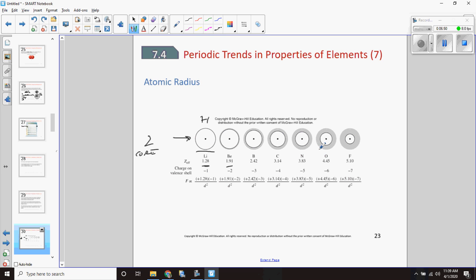Lithium is about this big, and fluorine should have about the same exact size. But because the effective nuclear charge increases from +1 to +7, the valence electrons, which are outside, are effectively being pulled in much more strongly. So it's a nice way to visualize the effect of increasing effective nuclear charge on the radius of the atom.